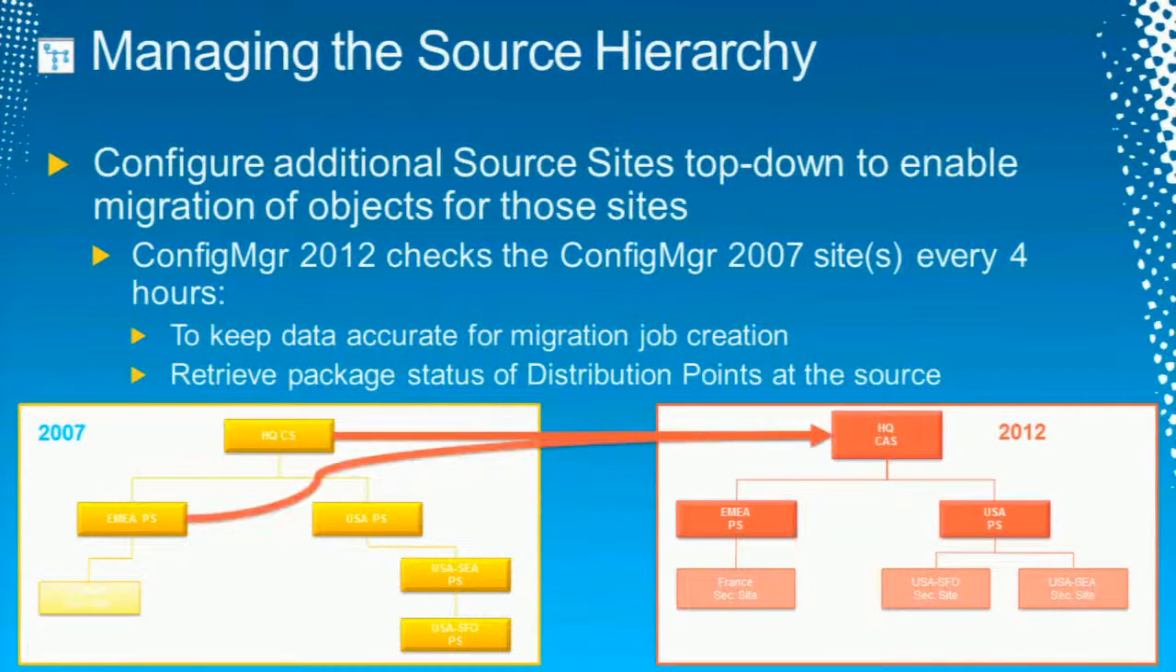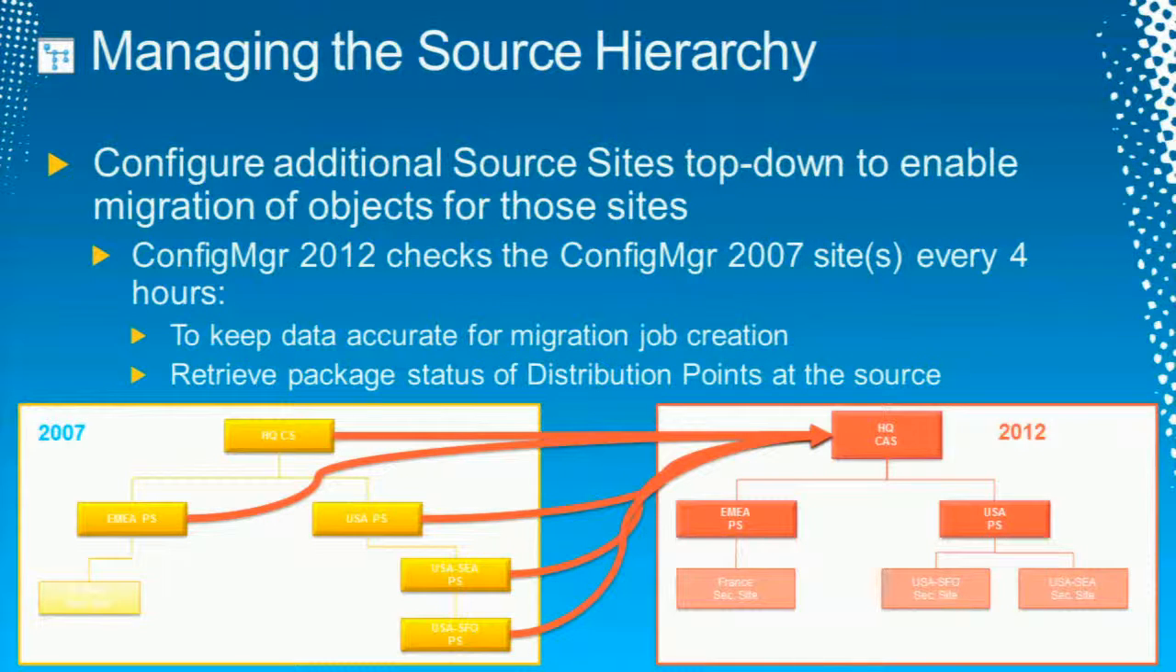Then what you may need to do is configure mappings of multiple primary sites in 2007 over to your 2012 environment. We've mentioned you have a different, flatter hierarchy. So in the yellow on the left, you see you have a multiple tier hierarchy between USA primary site, USA Seattle primary site, and then USA San Francisco primary site. You can't have that in 2012. So here you would take those 3 primary sites, map them over to your CAS in 2012.